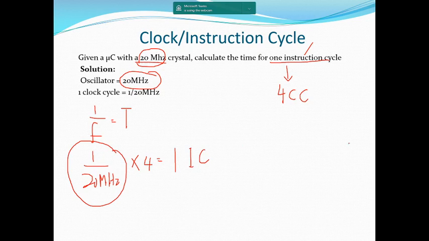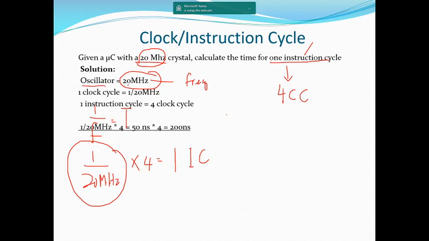So let's look at the answer here. One instruction cycle is equivalent to 4 clock cycles, and the answer will be 200 nanoseconds for one instruction cycle. So that's the calculation, very simple, basic calculations. You can also say that this is your frequency. This is the oscillator; it must have a frequency.